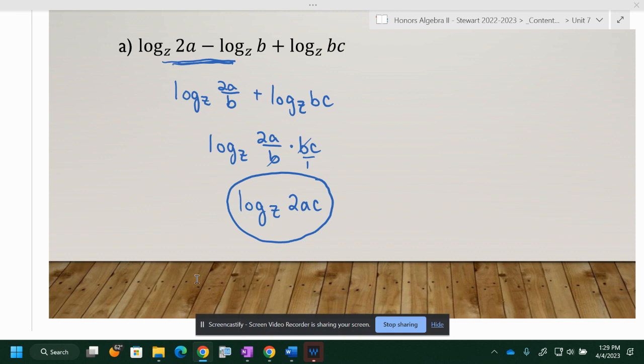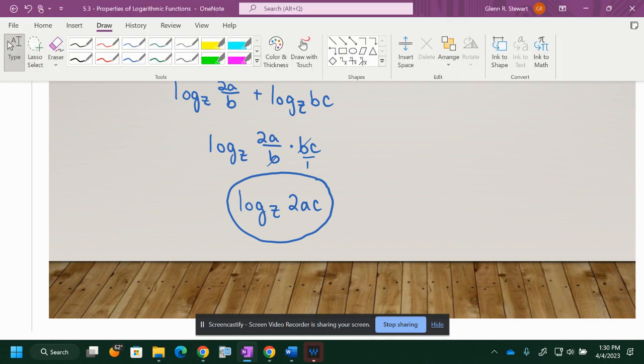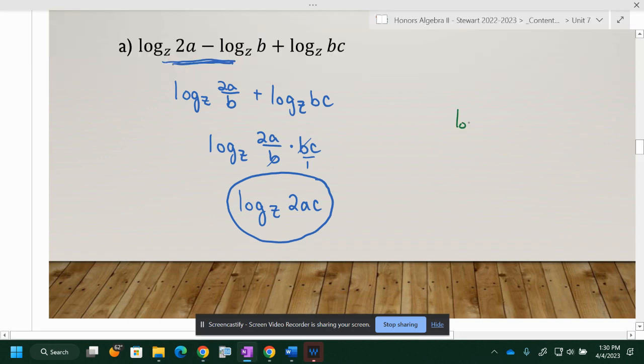If you started with 2a over b, you could expand it to subtraction, log 2a minus log b. Yes, you would do the opposite. So the question was, if you started with this, that would technically look like this.